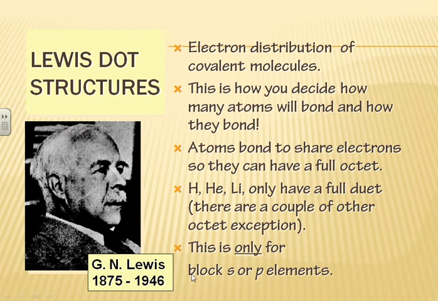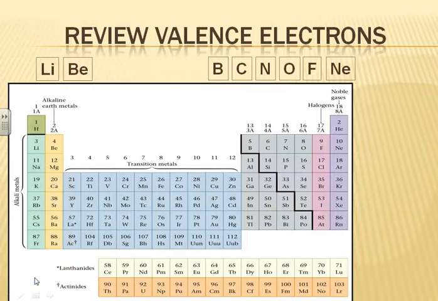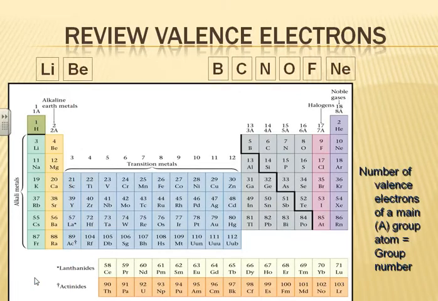But also we're going to take this information and use it with our electron configuration. We're going to bring all these ideas together with this part. Well, let's go ahead and review our valence electrons. If you remember right, that's the number of electrons in the outermost shell.